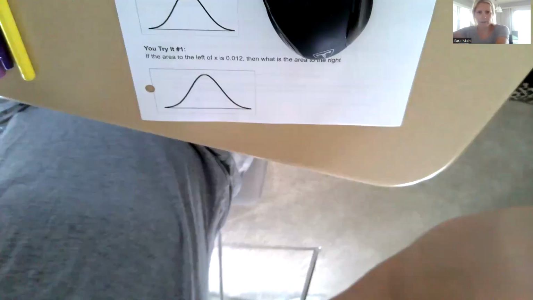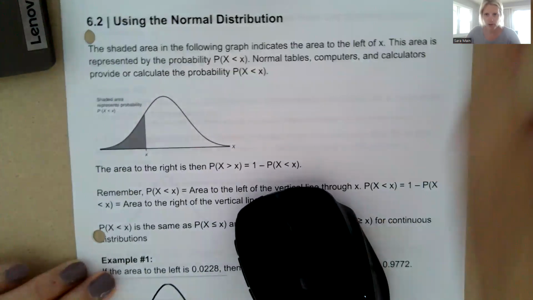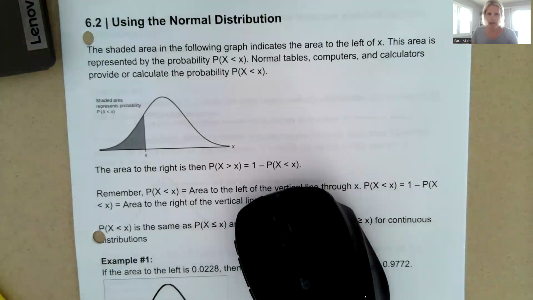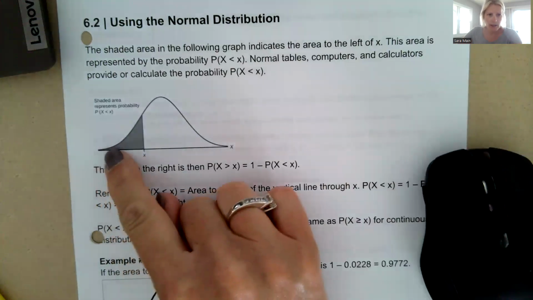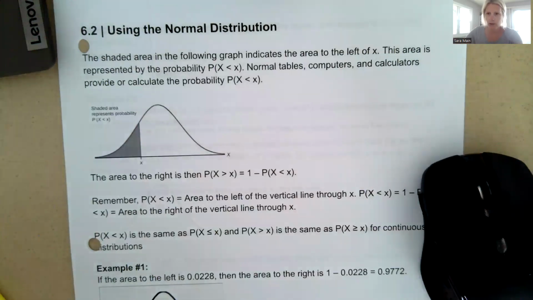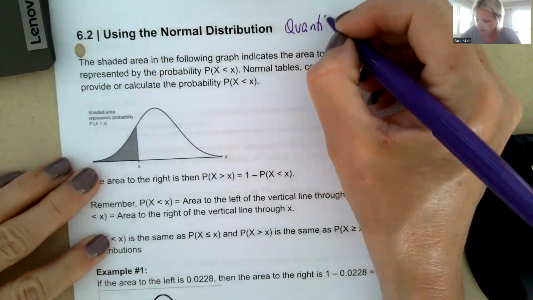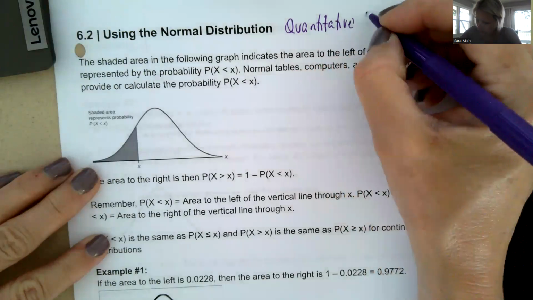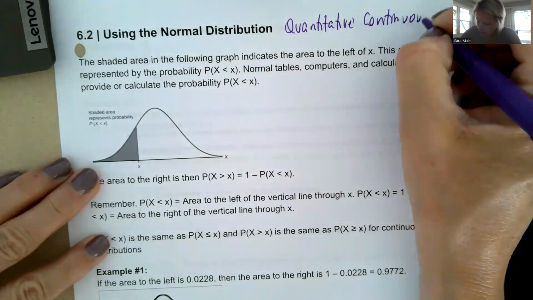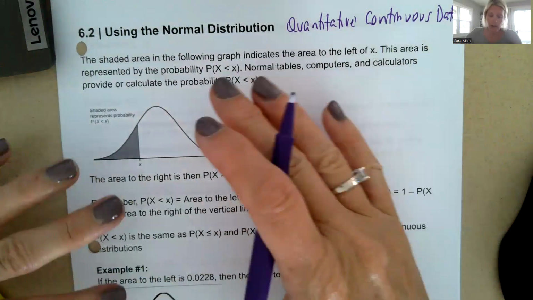We are going to learn some new ways that we can use the normal distribution. So we learned about the normal distribution and the empirical rule in lesson 6.1. And the normal distribution tells us that our data kind of follows like this. It's continuous data. So that's something we have to remember. We're dealing with quantitative continuous data. And in this lesson, there will be two parts because it's going to be a long lesson.